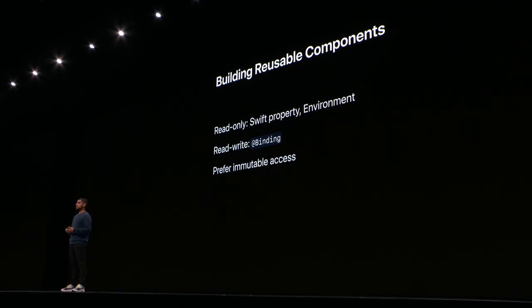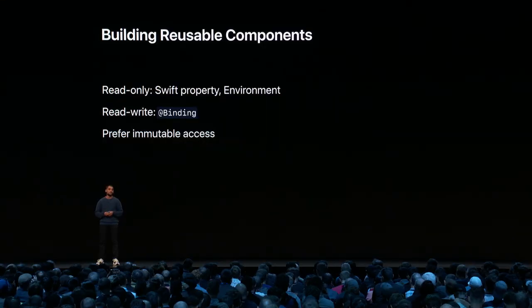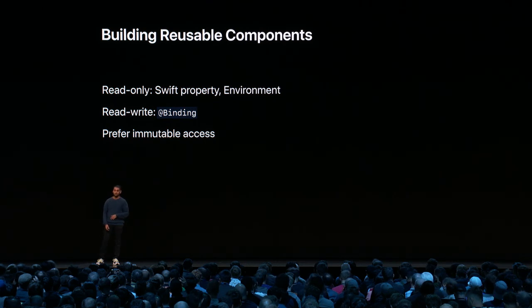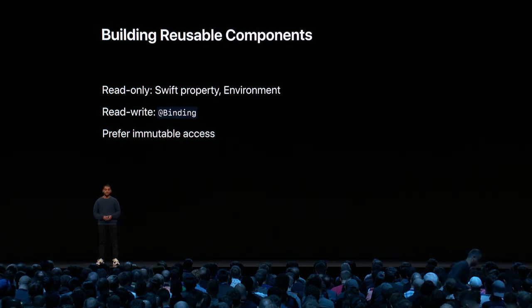When you do this, you'll probably notice that most of the time when you're using data in your views, you probably don't need to mutate it. And so read-only access is preferred when you can get away with it. For that, we have Swift properties and the environment. And because views in SwiftUI are value types, the framework can automatically determine when your data changes and update your view as a result. In general, you should prefer immutable access, but sometimes you do need to mutate a value. And for that, we have binding.